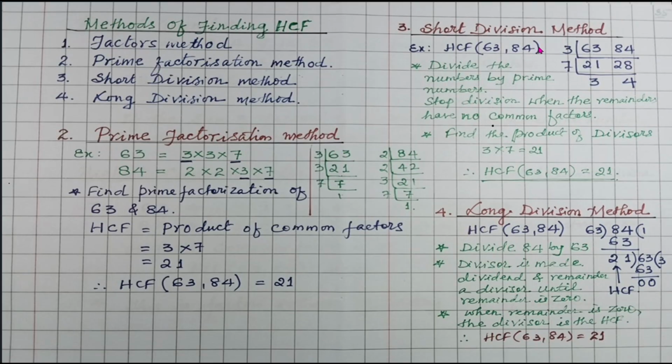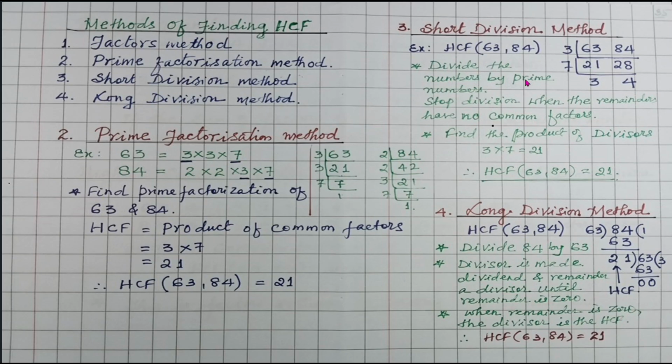Now the short division method is again a very simple method which we have been learning from lower classes. Now HCF of 63 and 84, again I have taken the same numbers. So divide 63 and 84 by a common factor 3. So 3 21s are 63, 3 28s are 84. Again by a common factor 7: 7 3s are 21, 7 4s are 28, and you find 3 and 4 have no common factor. Therefore we have to stop here and multiply 7 into 3, and that will be 21.